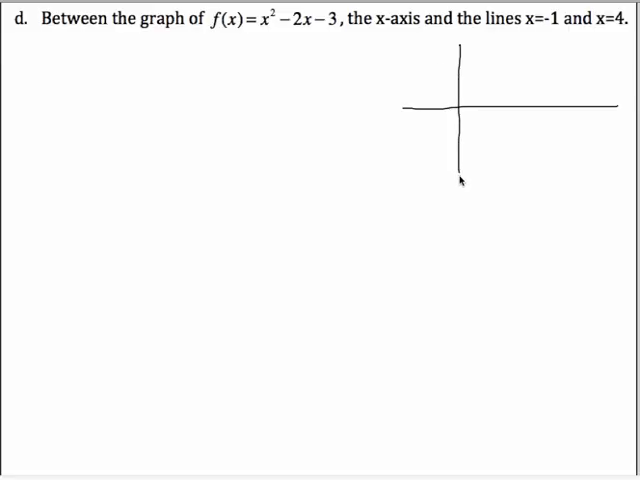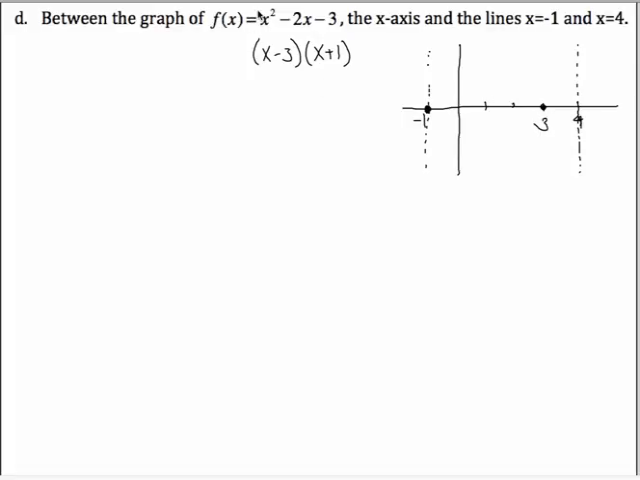So the line x equals negative 1, so this line here. And then 1, 2, 3, 4. That line there, that's a boundary. And then we have this function x squared minus 2x minus 3. Let's factor this. X minus 3 and then x plus 1. So I know the roots are here at x equals negative 1 and at 3.